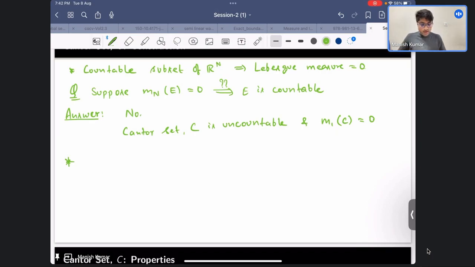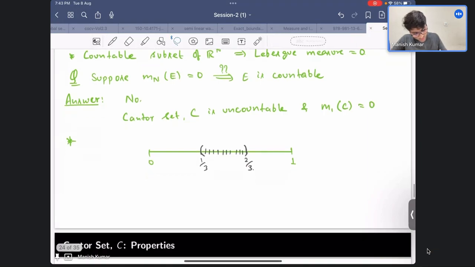Okay, so this Cantor set is an example of an uncountable set which has measure 0. So how do we construct that? Suppose this is the interval [0,1]. Now what you do is partition it into 3 equal parts. This is 1/3, this is 2/3. Then you remove this middle part. This part you delete.